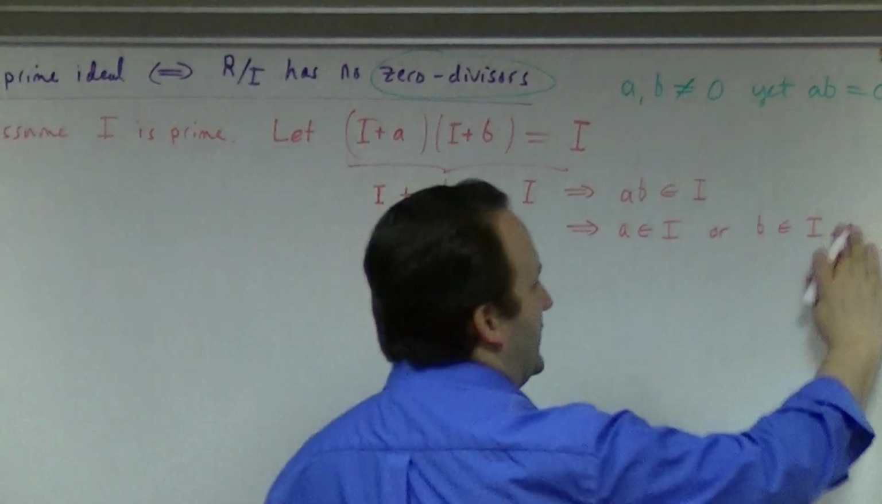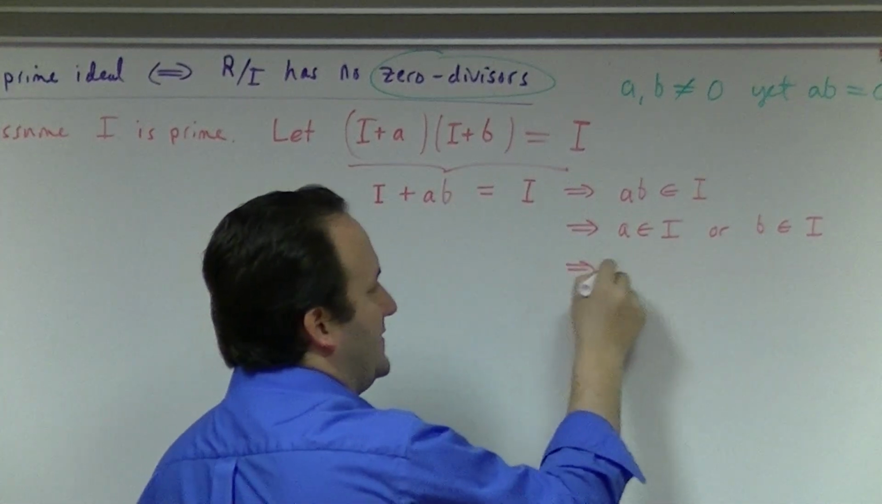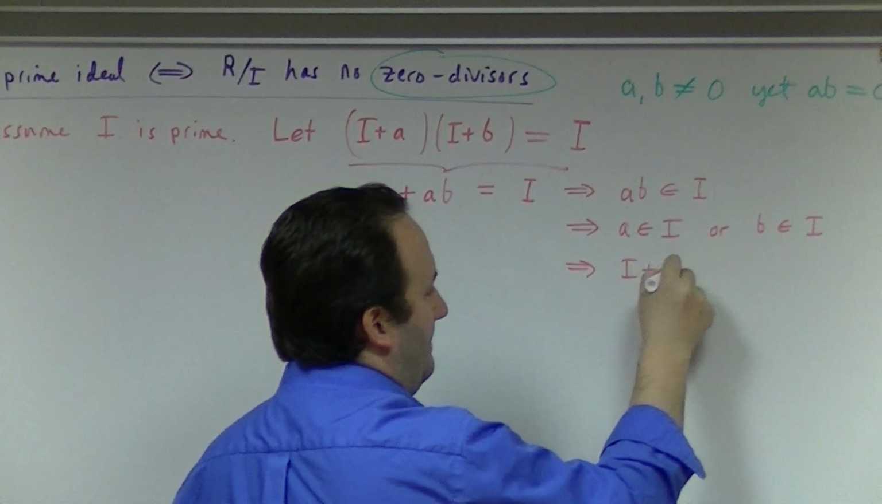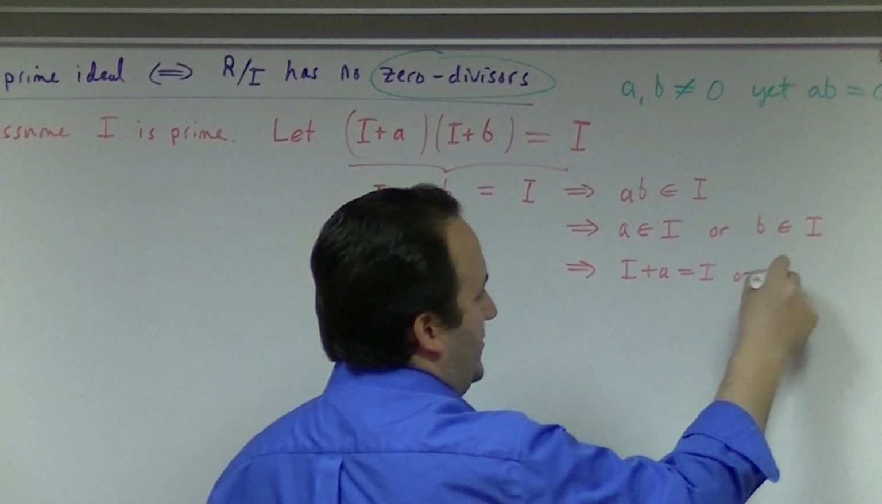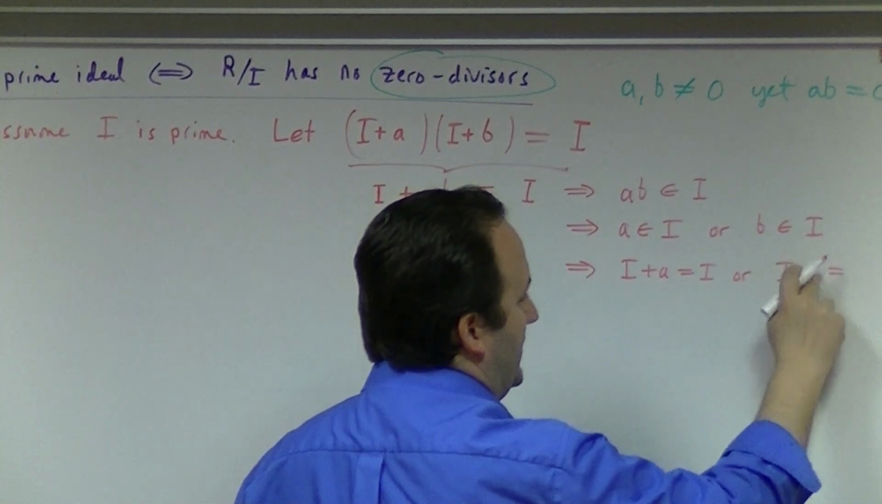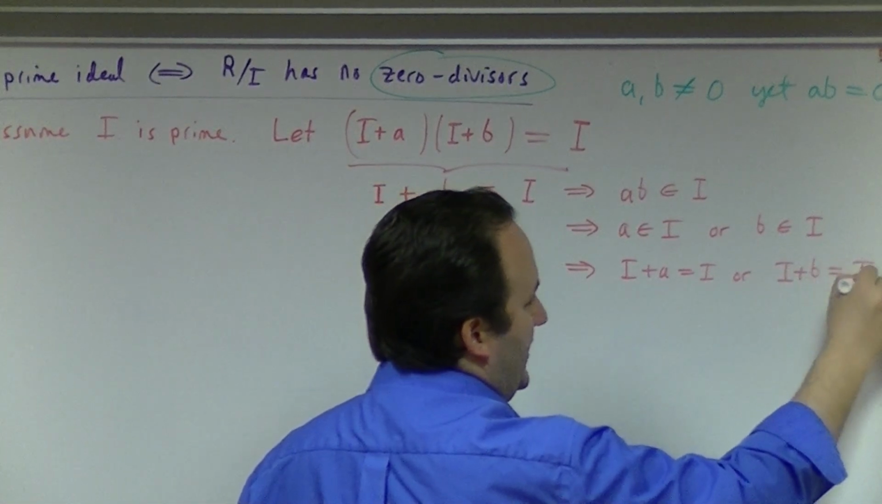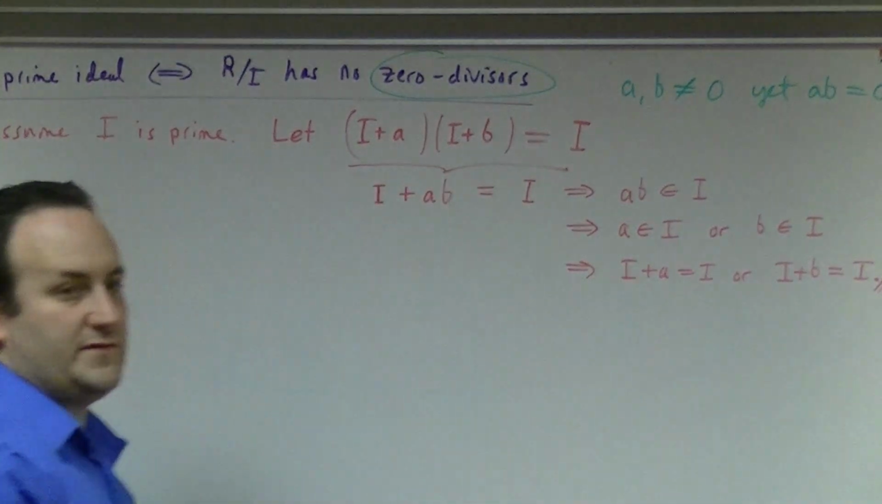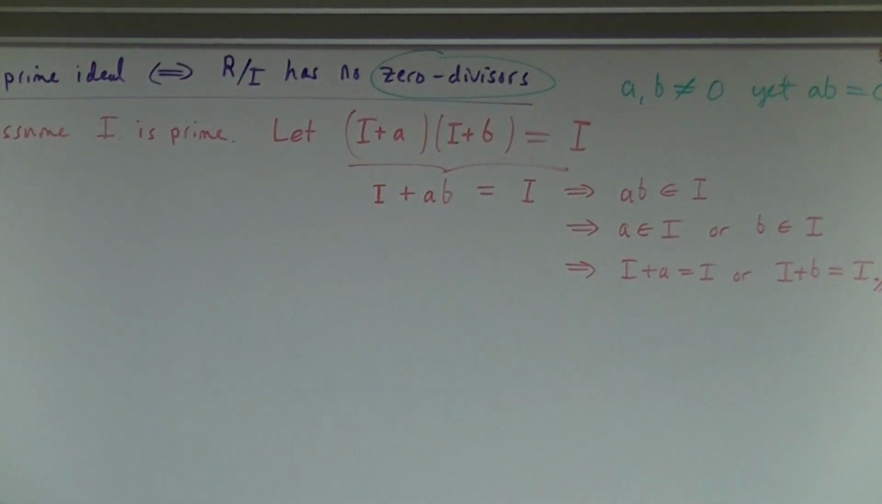So I'll go one more step, just to be super clear. That implies that I plus A is equal to I, or I plus B is equal to I. In either case, we see there are no zero divisors. So prime implies no zero divisors.